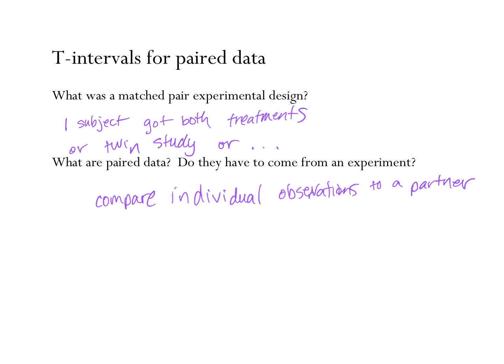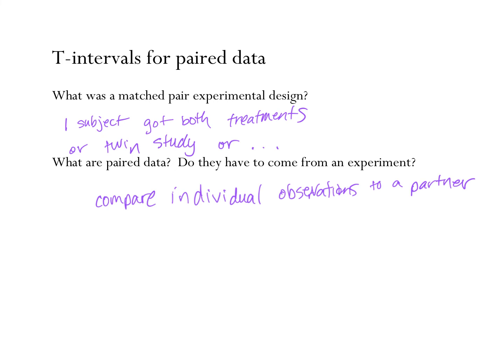Paired data usually comes from a matched pairs design, but not always, right? Let's say I wanted to decide whether, from the beginning of the year to the end of the year, you guys improved in your statistical knowledge. So I gave you a pre-test and a post-test. That is not an experiment, right? I'm not randomly assigning you to the pre-test or the post-test. So it's not an experiment, so it's not a matched pairs design, but it is still paired data.